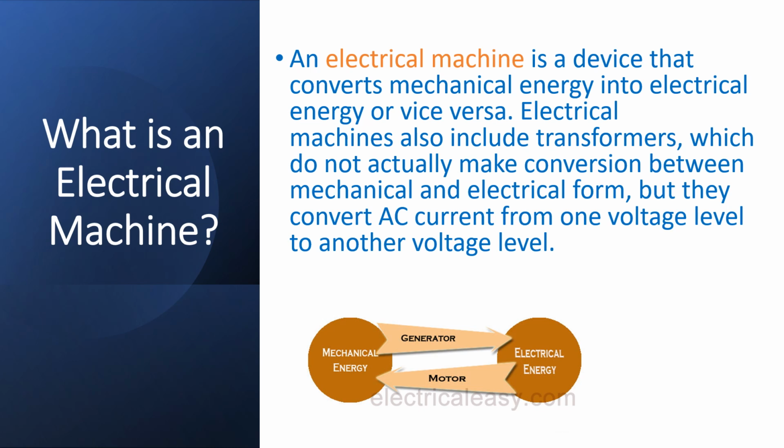What is an electrical machine? When we speak of electrical machine, it pertains to a device that converts mechanical energy into electrical energy or vice versa. So the conversion can be from mechanical energy to electrical energy or from electrical energy to mechanical energy. Electrical machines also include transformers, which do not actually make conversion between mechanical and electrical form, but rather they convert the voltage level from one voltage level into another voltage level.